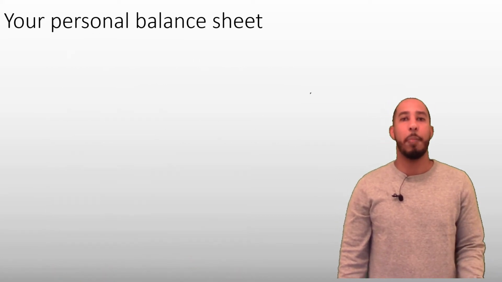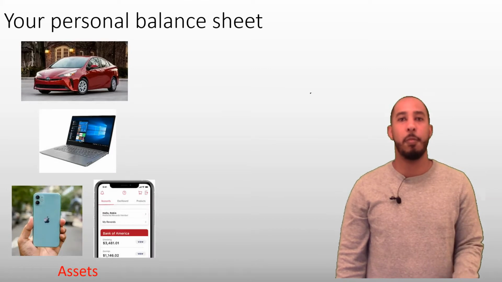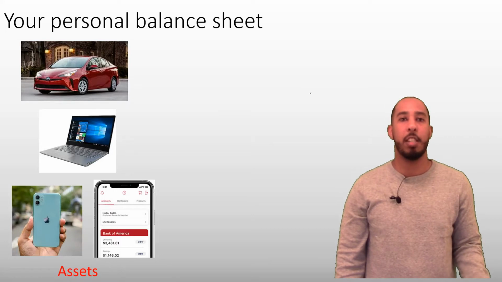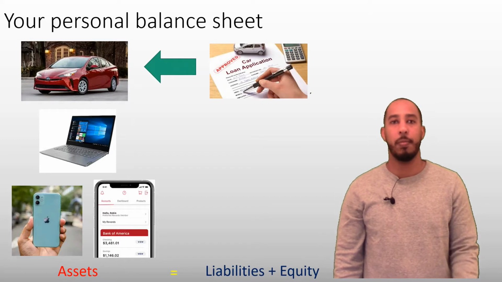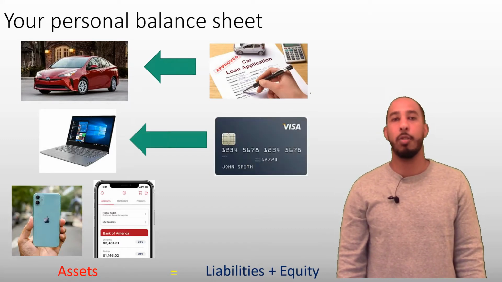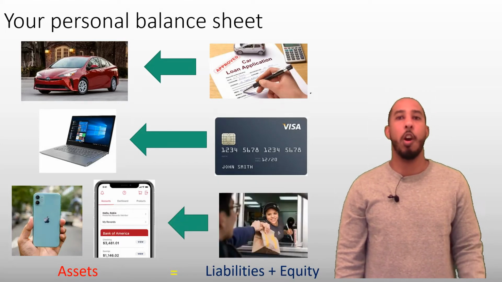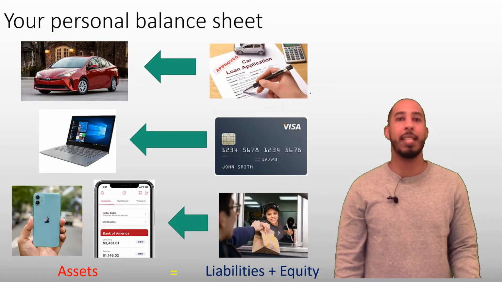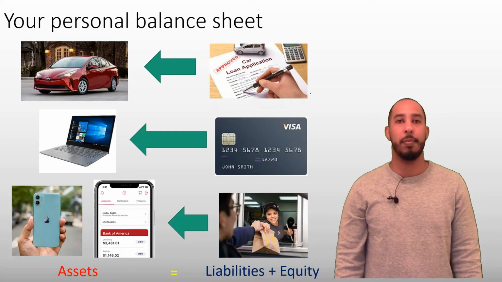We can look at your own personal balance sheet to try to visualize this better. Take a look at some of the stuff you have in your possession. You might have a car, a computer, a cell phone, maybe a savings account. These are all of your assets. How did you come into possession of those things? Well, you might have gotten a loan to buy the car. That would be a liability. Maybe you have a credit card and use that to buy a laptop. That's another liability. And maybe you have a part-time job and you use your earnings to buy the phone and fund the savings account. That would be equity. So that's the basic idea behind the balance sheet. We're just keeping track of what we have and how we got it.